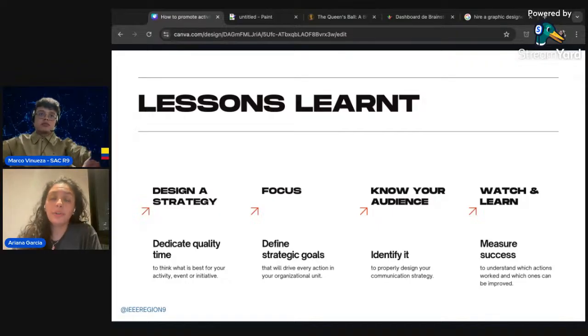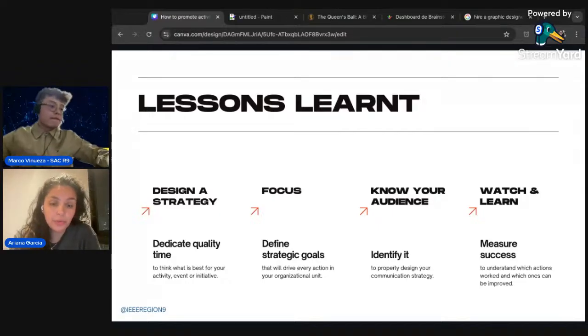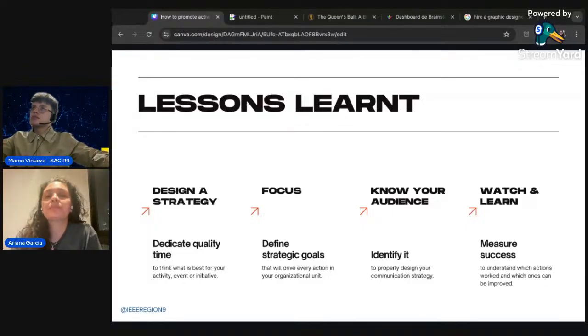When you have a goal for your year, when you have a strategy of what your student branch wants to do this year, every activity, every action, everything that you do will be driven by that. Know your audience, that we were discussing before. Identify your audience to properly design your communication strategy. Depending on who you want to reach, you will use different channels, different language, different types of images, videos, or just text. You will use email or LinkedIn. There are a lot of channels and a lot of ways to do something.